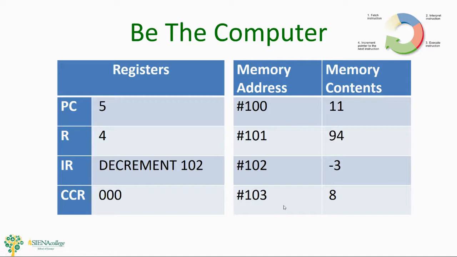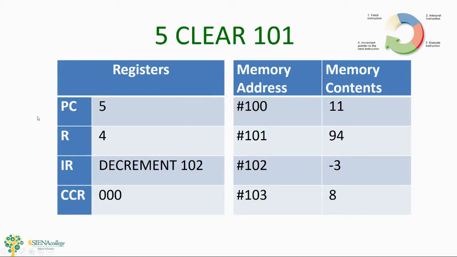So if we're going to be the computer, the first thing is to fetch the instruction. So program counter 5, fetch. Our program has a clear 101, so the first thing is put that into the instruction register, fetch it. We need to interpret it. The clear 101 says put a 0 in whatever location is specified by the operand. So this location 101 is going to go from 94 to 0. All right, that was our execute. Now we need to increment the pointer to the next instruction.